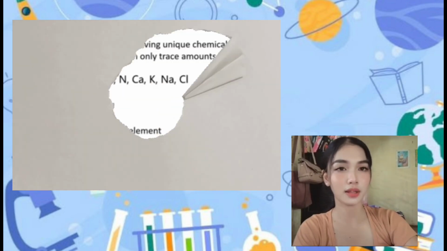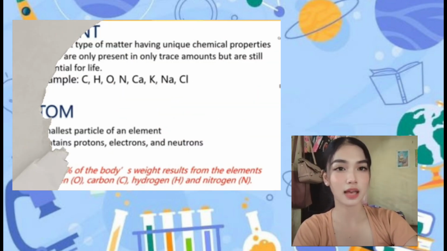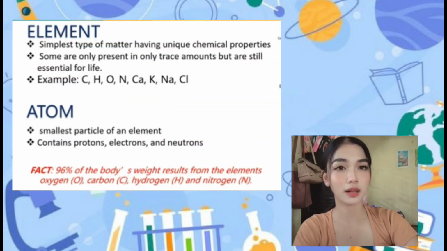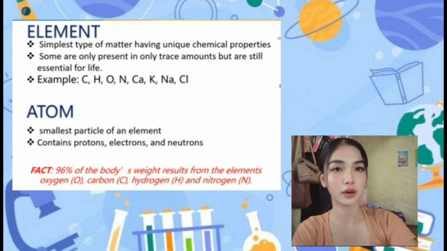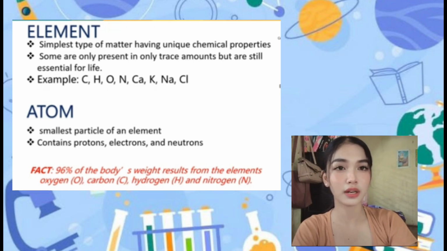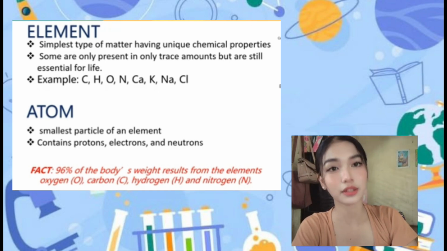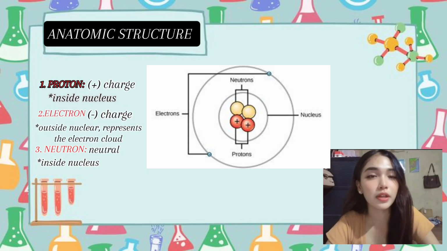So you also have elements. Elements is the simplest type of matter having unique chemical properties. Some are only present in trace amounts but are still essential for life. For example, carbon, hydrogen, oxygen, nitrogen, calcium, potassium, and sodium. And then you have the atom, which is the smallest particle of an element, and it contains protons, electrons, and neutrons. So for the basic atomic structure, this is how it looks like.